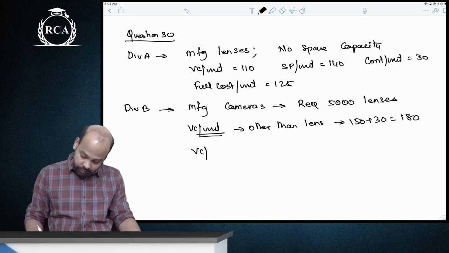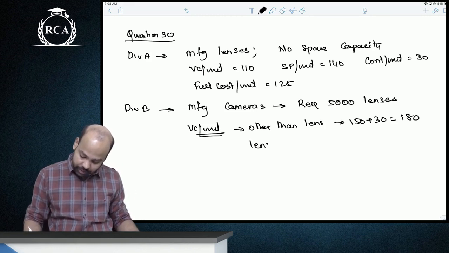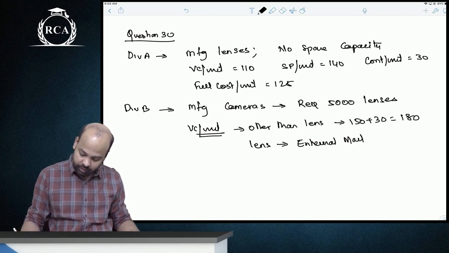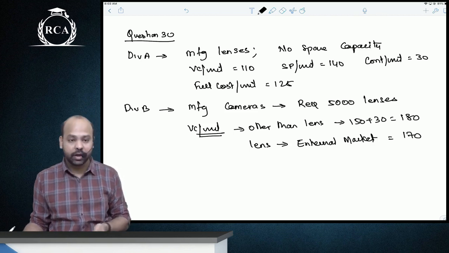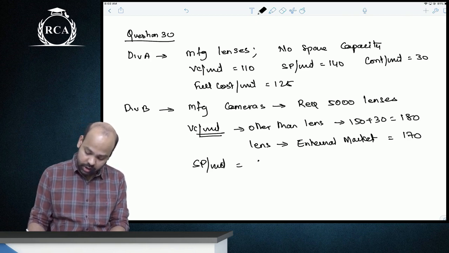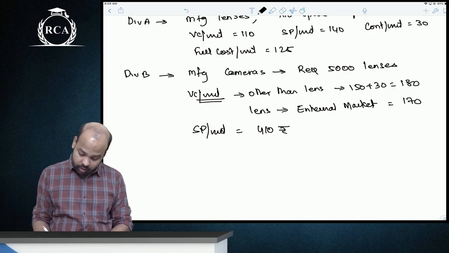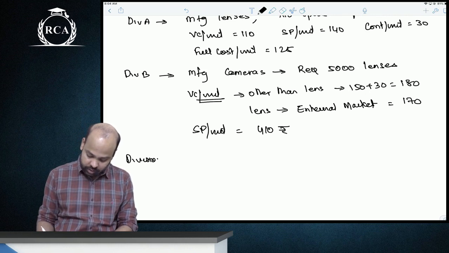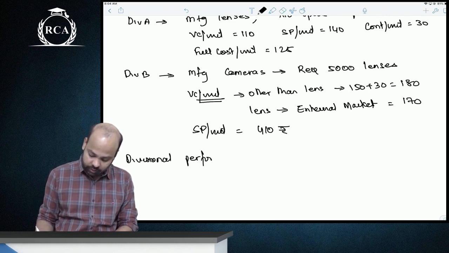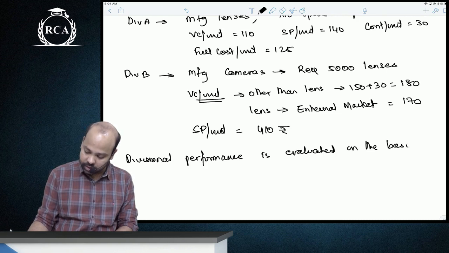Now, for them, the lens from the external market is at a price of 170 rupees. Their selling price per unit is 410 rupees. Divisional performance is evaluated on the basis of ROI, return on investment.